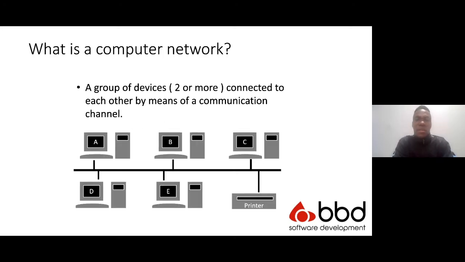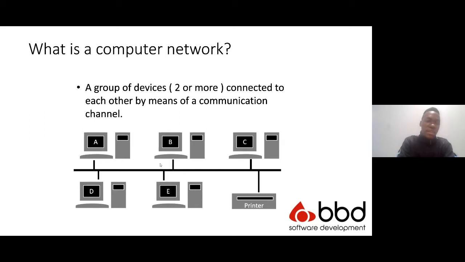So what is a computer network? A computer network is a group of devices connected to each other by means of some form of a communication channel. These devices have to be two or more. As you can see from the diagram here, I have devices A, B, C, D, and E, and I have a printer. And all these devices are connected by means of this communication channel here.